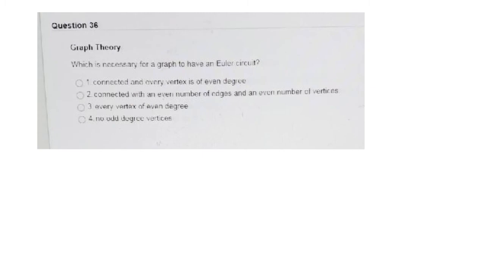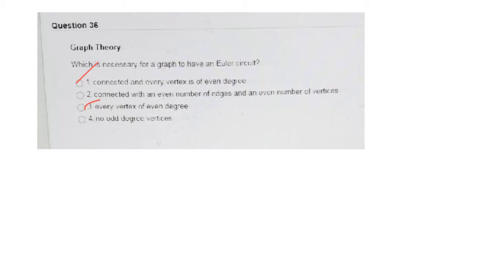Which is necessary for a graph to have an Euler circuit? So we had already talked about how in order for a graph to have an Euler circuit, it needs to be connected, and it has to have every vertex having an even degree. All right, so there can't be any odd degree vertices in the graph in order for it to have an Euler circuit. So I would say this answer applies. It's got to be connected and every vertex is of even degree. I would say this answer applies.